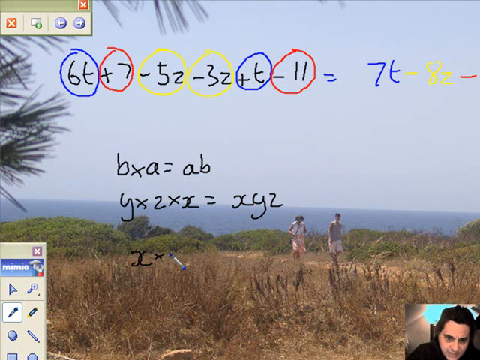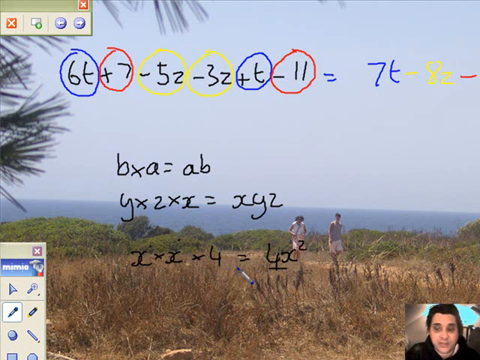Here's the next one. I've got x times 4. Well, 4 stands alone. X times x is x squared. I've got 4 lots of x squared. Please note how I said it. 4 lots of x squared, 4 times x squared.